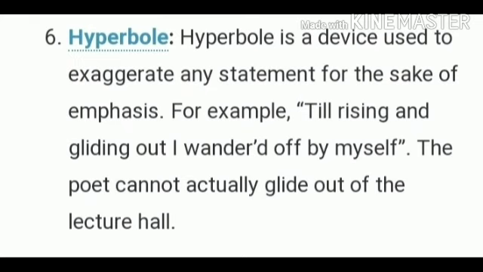Can you find an example of hyperbole from the poem? Listen to the line. Till rising and gliding out, I wandered off by myself. The poet cannot actually glide out of the lecture room, but he used the phrase gliding out to exaggerate his feelings. He wanted to go out of the hall because he was not able to listen to the class. He needed to learn from outside. So that is why he used the phrase gliding out. That is an example of hyperbole.